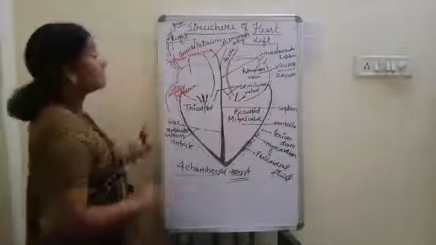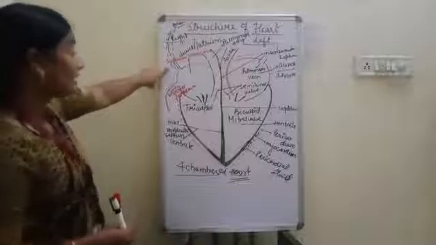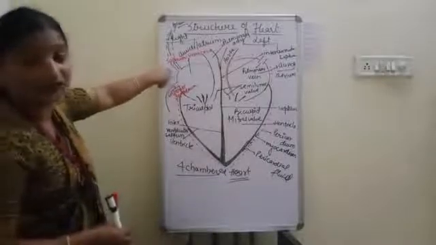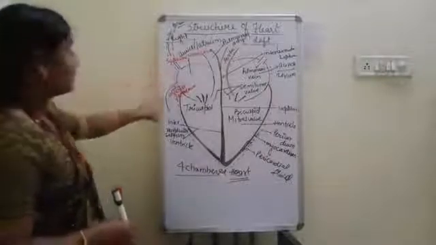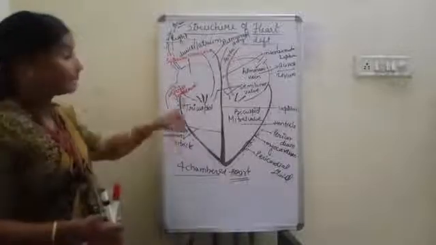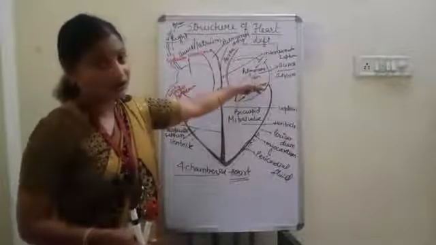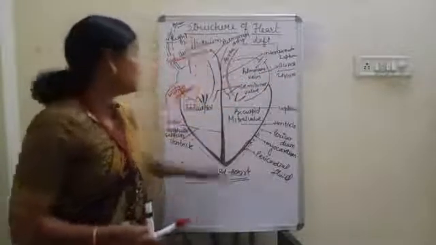Okay, now we will see some blood vessels. Here it is the superior vena cava, which brings the deoxygenated blood from the head region. The inferior vena cava brings the blood from the whole body. The pulmonary vein brings the oxygenated blood. So this is the structure.